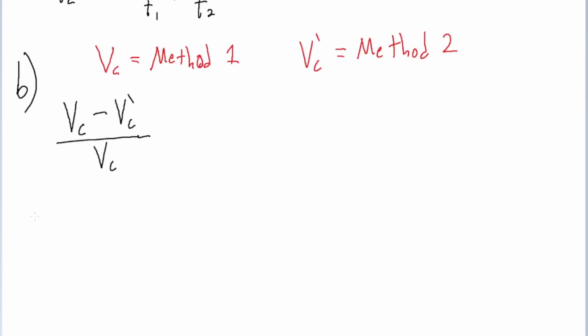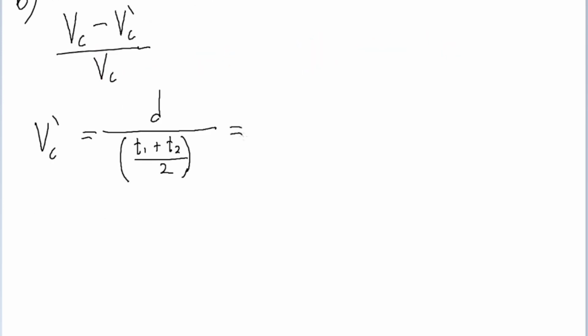So let's investigate method 2 now. V sub c prime. According to method 2, the method proposed in the problem, we would take d and divide it by the average of the two times. So we're taking d divided by t sub 1 plus t sub 2, all divided by 2. First off, let's begin our simplification by bringing this 2 into the numerator. So this becomes 2d divided by t sub 1 plus t sub 2.